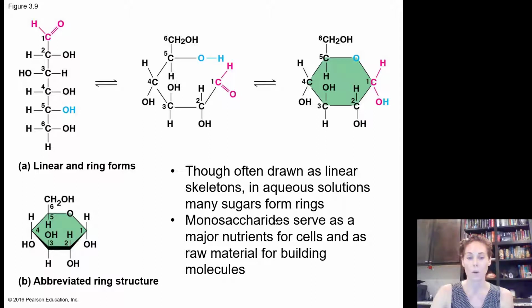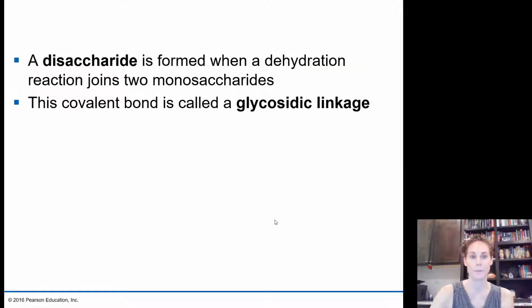A monosaccharide is a single ring of a carb. A bunch of those grouped together make a polysaccharide. A disaccharide is formed when a dehydration reaction joins 2 monosaccharides together. This covalent bond is called the glycosidic linkage. This is a really important slide. A monosaccharide is a single ring of a sugar. When you have 2 single rings of a sugar and you take water out, you have grouped them together, and now you have a disaccharide.